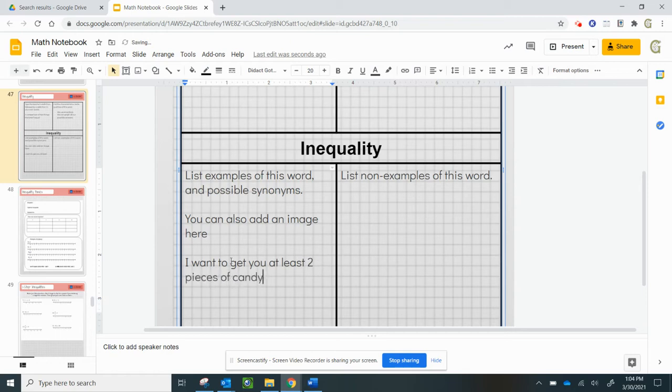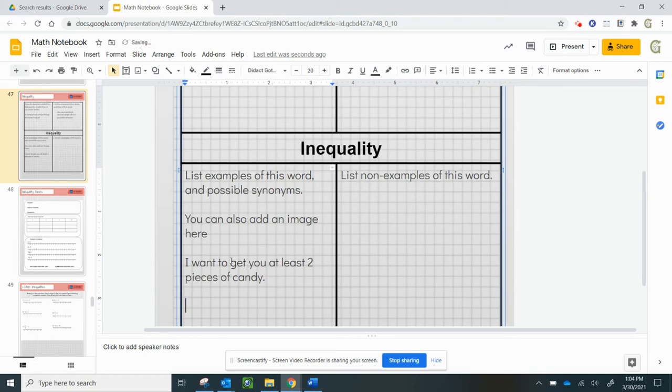2 pieces of candy. If this was just an equation and I said I wanted to get you 2 pieces of candy, you'd just be getting 2 and that's it. But when I say at least 2 pieces of candy, it could be 2, but it could be 5 or 20 or 100 or 1,000 or 1,000,000. Obviously, there's some real world limits on what it could be, but that's the idea.